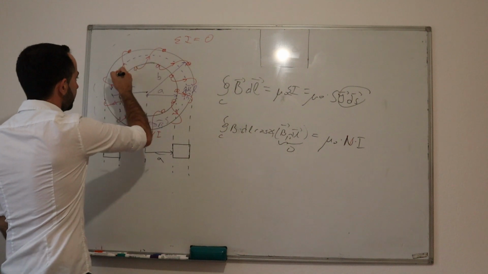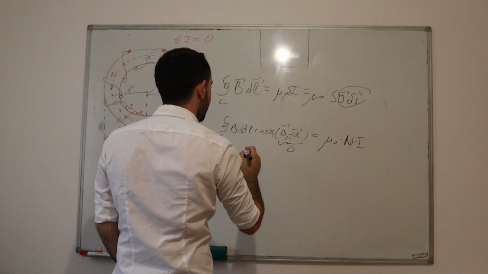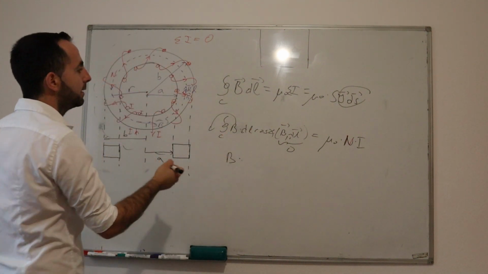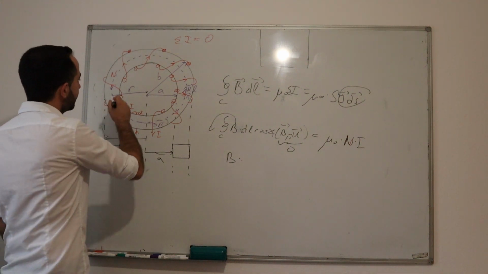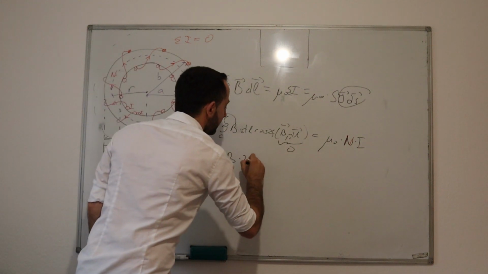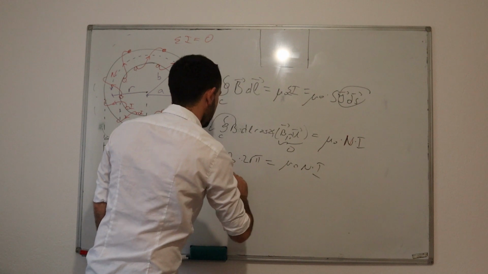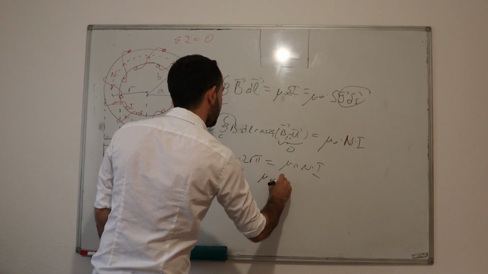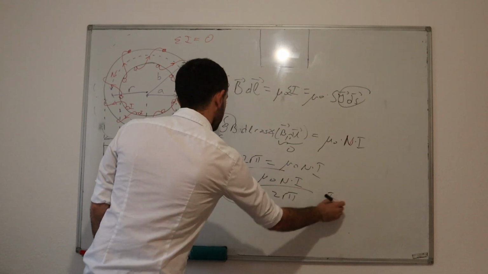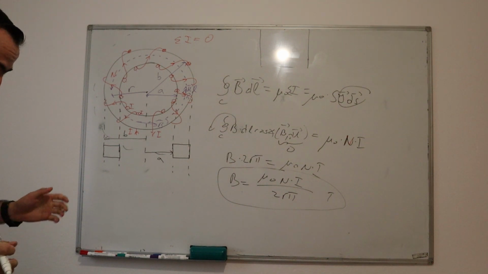But we are calculating only inside, which means we have these currents n times I. Here we will have B, we can put it in front of the integral, we will have the integral of dl, which is L. But what is L? It is actually the length of our circle with radius r, and we can calculate it as 2πr, which equals μ0 n times I. So B is equal to μ0 n times I divided by 2πr. So this is our magnetic flux density inside a toroid.